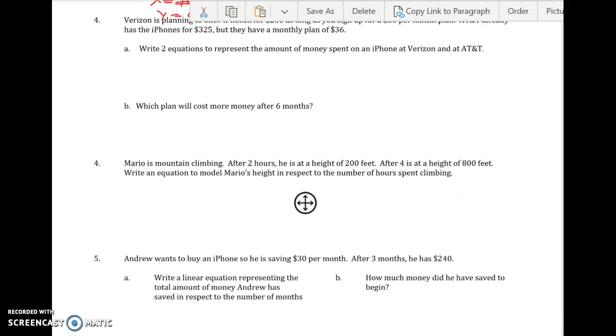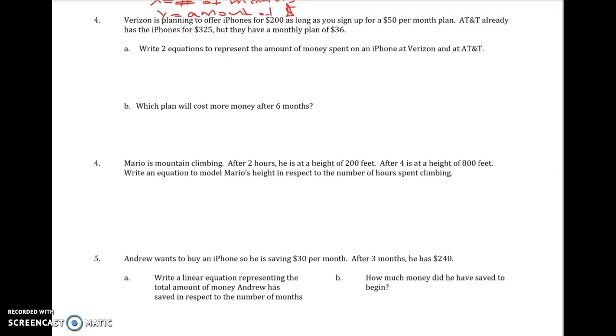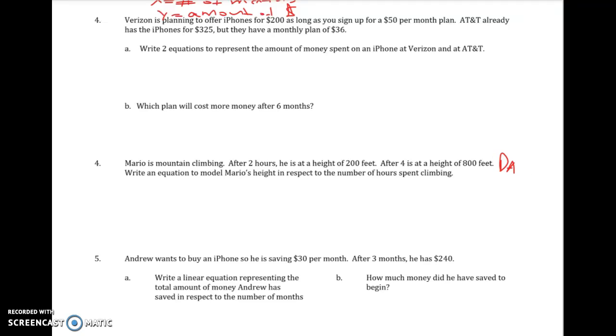Okay. Mario is mountain climbing. After 2 hours, he is at a height of 200 feet. After 4, he is at a height of 800 feet. Okay. Neither of those is a rate. Those are both data points. Okay. Data points. So what that means is you have to kind of translate these into ordered pairs. So my first ordered pair is that after 2 hours, he was at 200 feet. And after 4 hours, he was at 800 feet.